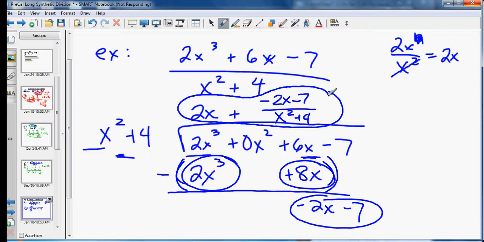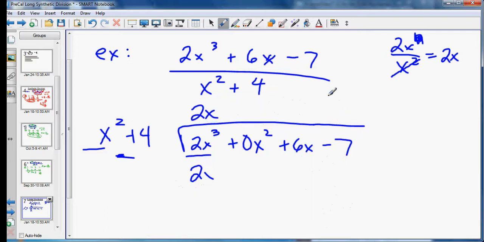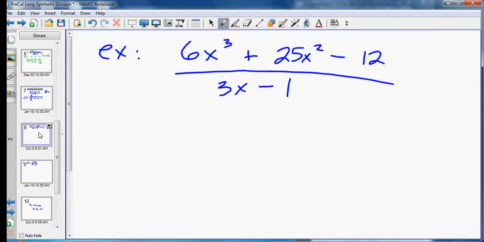Okay, next up. 6x cubed plus 25x squared minus 12 divided by 3x minus 1. This is another one where we would have to use long division because of that 3. That coefficient of 3 in front of x means synthetic division, which is in another video, won't work. We can't do synthetic division when x has a coefficient other than just 1.